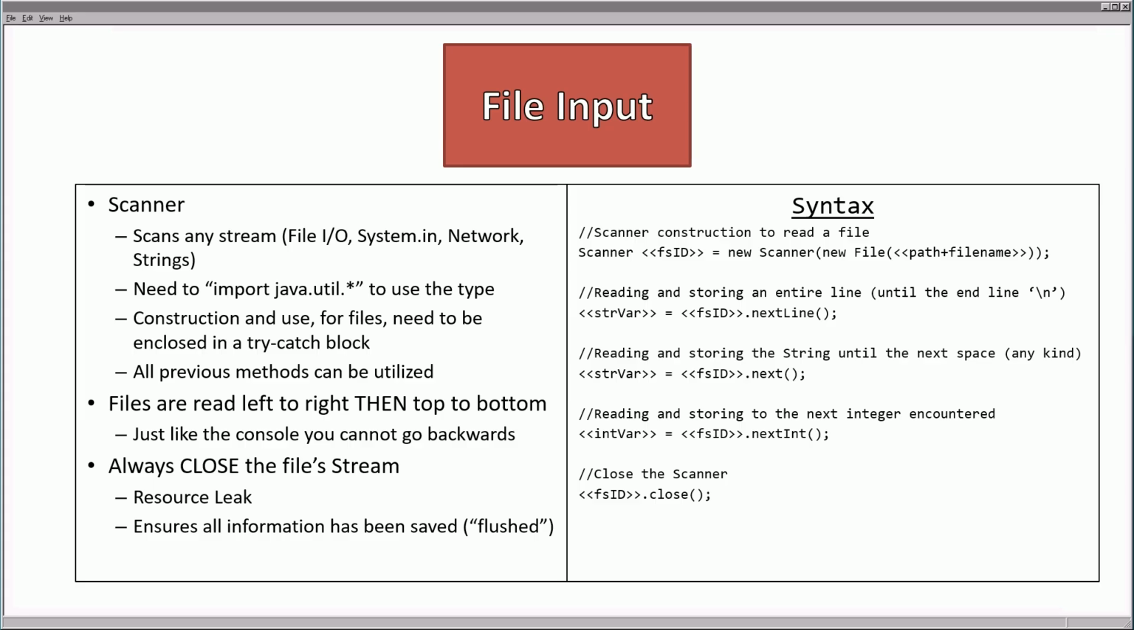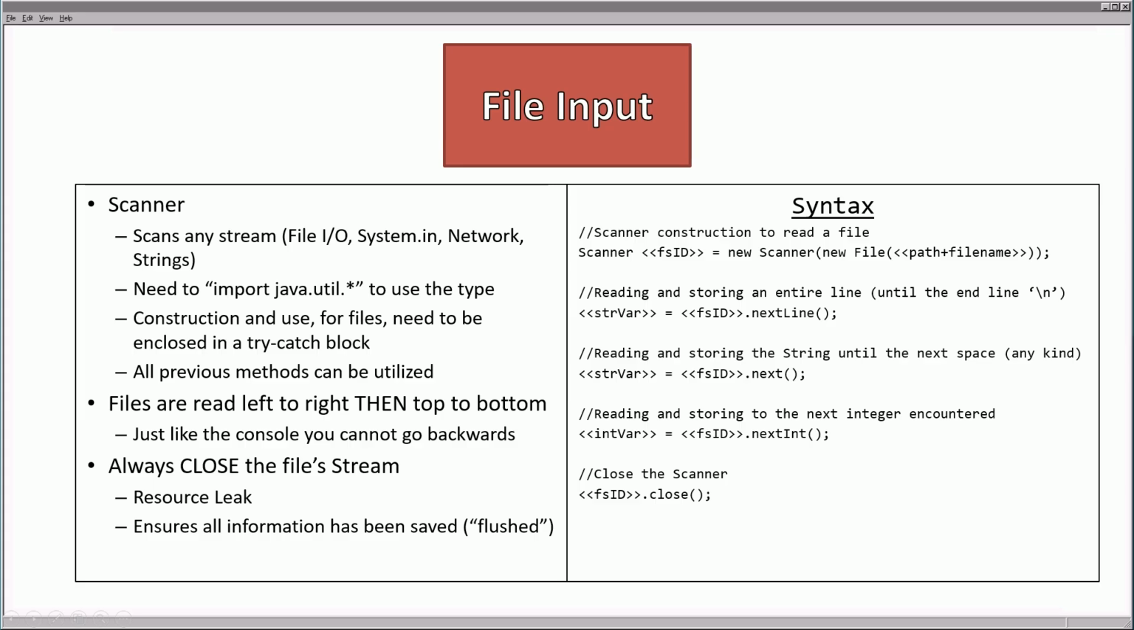As it was mentioned before, a scanner can scan any sort of thing. In fact, more specifically, a scanner scans streams. This means you can use a scanner for the standard system input, System.in. It can scan what is entered into the console. You can also use a scanner for a file. You can also use a scanner for networks. You can also use a scanner for strings. Anything that can be streamed can be scanned using a scanner.